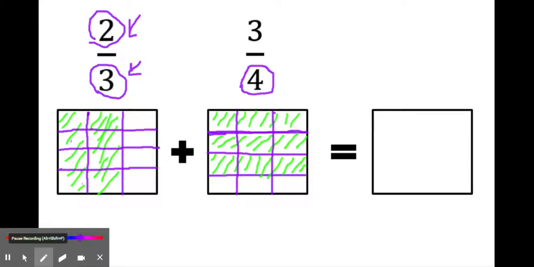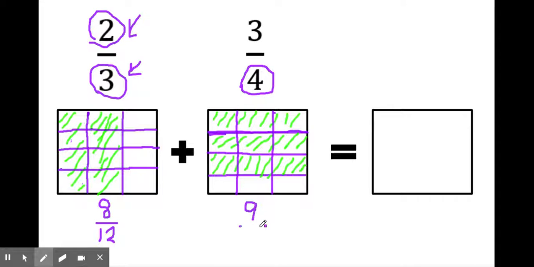Now we have fractions that are represented by both of our fractions. So let's count how many pieces we have that are shaded. 1, 2, 3, 4, 5, 6, 7, 8. We have 8 out of 12. And let's count our second one. 1, 2, 3, 4, 5, 6, 7, 8, 9. So we have 9 out of 12.